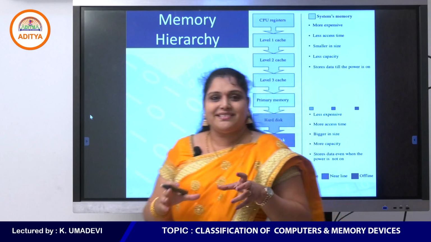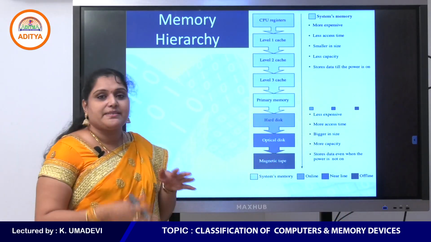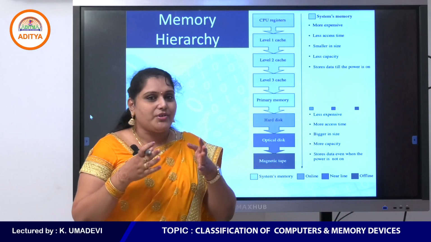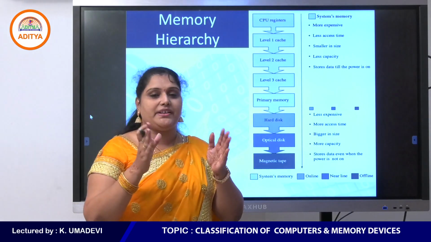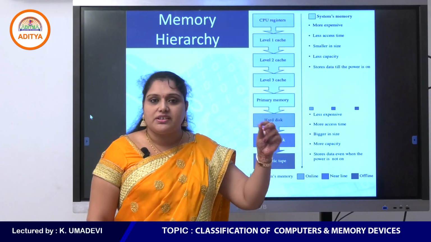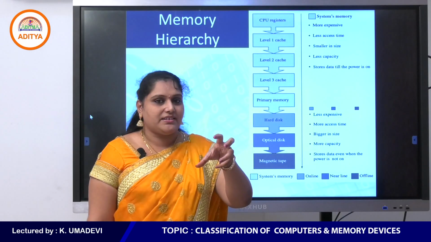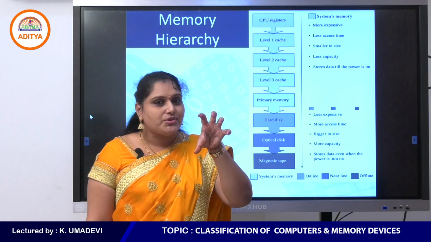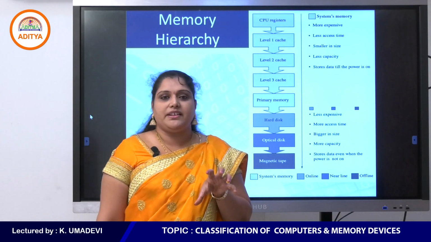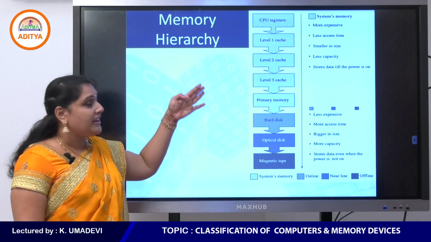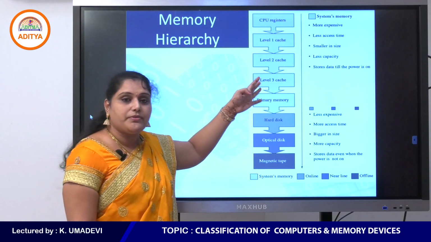That means hard disks, optical disks and magnetic tapes are used to store the data permanently, whereas registers, cache memory and primary memory devices are used to store the data temporarily. So this is the memory hierarchy available for computers.